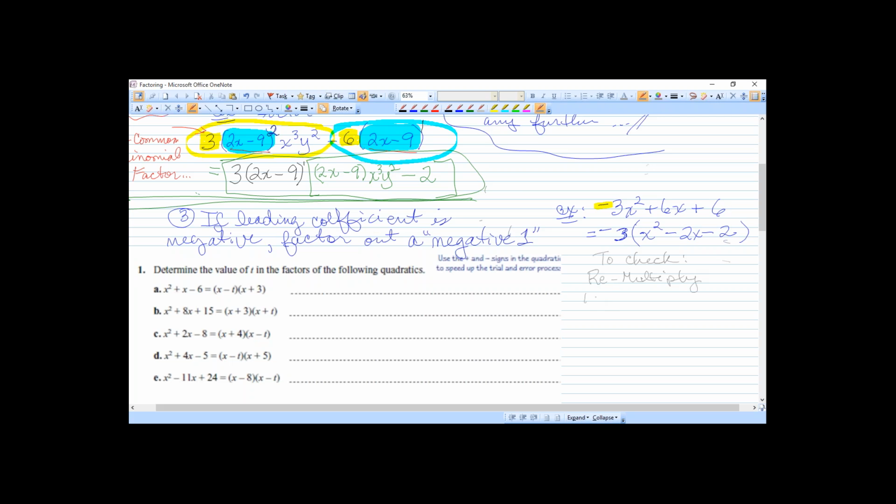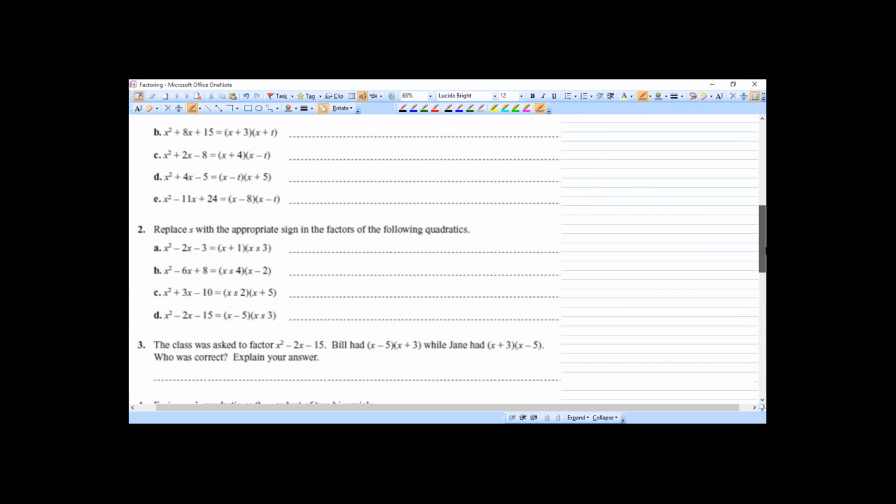Okay, and of course, if we wanted to check this one, and I'll try and make this kind of quick. Why do I keep doing that?